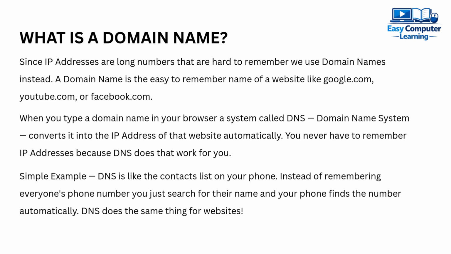What is a domain name? Since IP addresses are long numbers that are hard to remember, we use domain names instead. A domain name is the easy-to-remember name of a website, like google.com, youtube.com, or facebook.com. When you type a domain name in your browser, a system called DNS, Domain Name System, converts it into the IP address of that website automatically. You never have to remember IP addresses because DNS does that work for you.